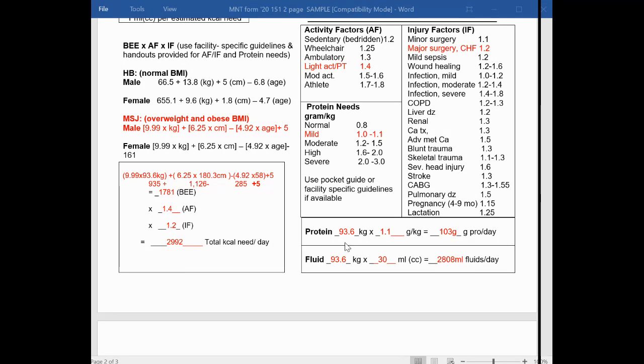Protein needs, I'm going to take his weight in kilograms, and then I did a mild here, just because I don't think he's in the normal category. He's ill, he's in our facility, he just had surgery. So I'm just going to bump him up slightly here. So I took his weight in kilograms times 1.1, and I get 103 grams per day.